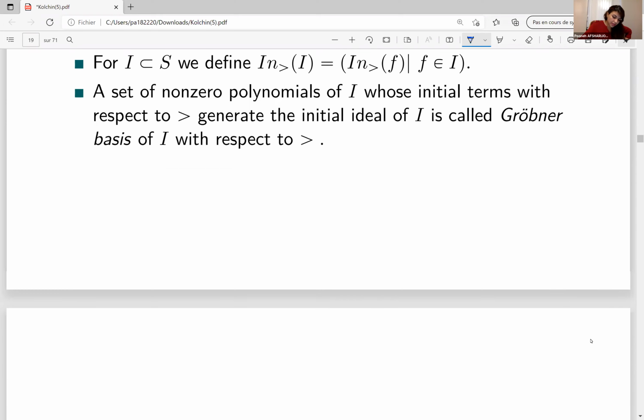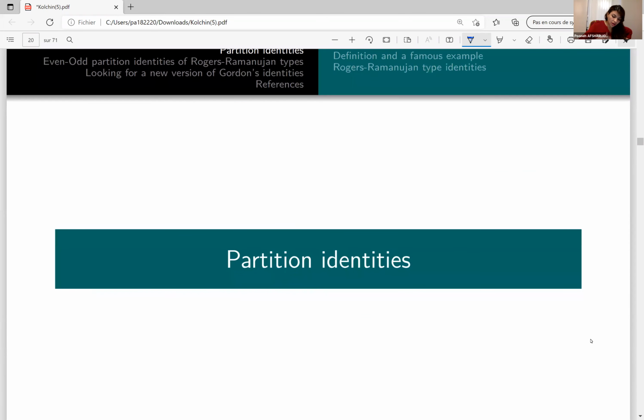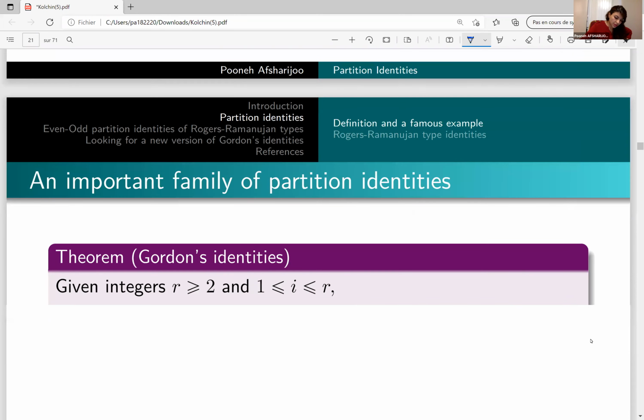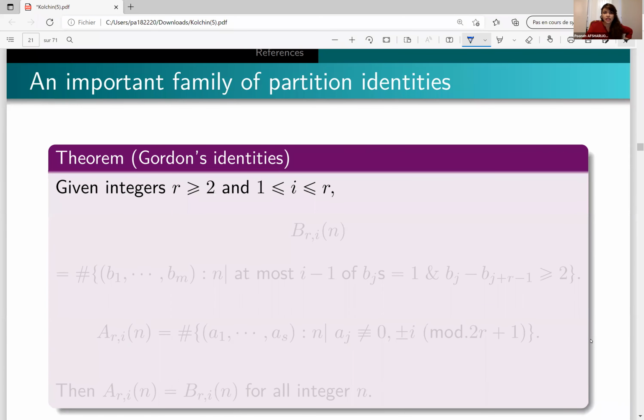Now we are ready to see how our method works to find the partition identities. One of the most important identities is a family of partition identities, which is called Gordon's identities.